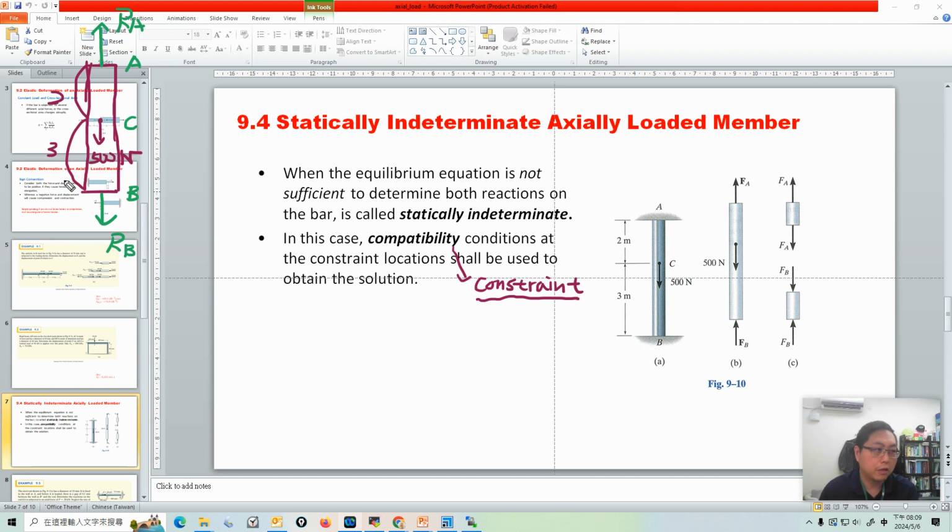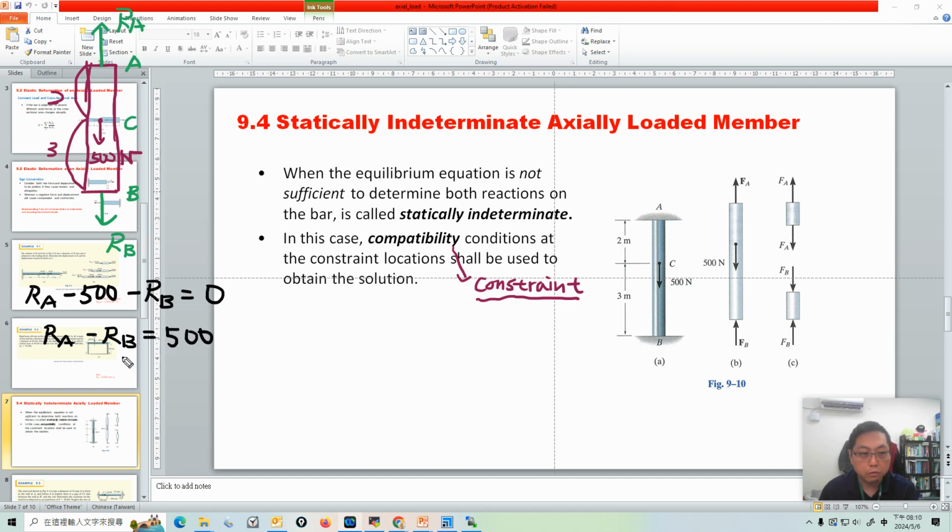Everything is static in this course. Right now we don't have to consider any moment of the system because there is no external moment, so the moment balance is 0 equal to 0, which is useless. We only have to consider the force balance. Up we have RA pointing up, and at C a force pointing down, minus 500, and RB pointing down, minus RB, equal to 0. So we will have RA minus RB is equal to 500.